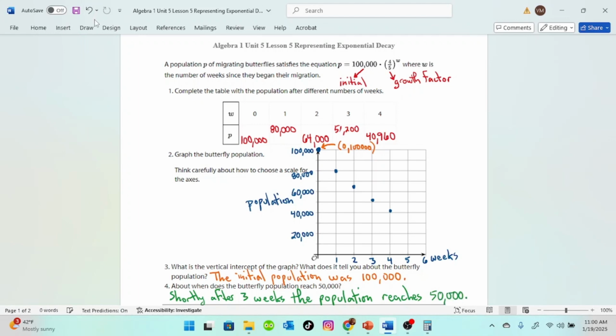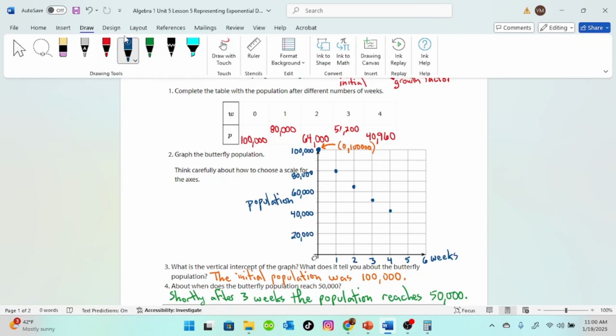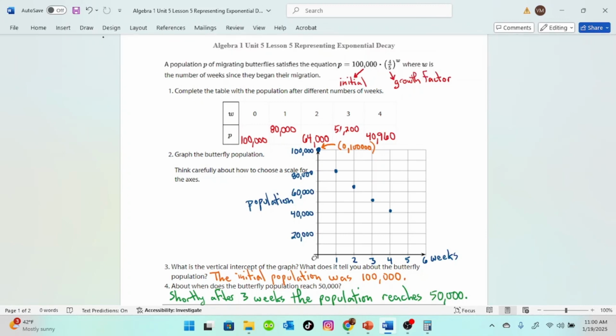50,000. And one last thing we should do, because we do have time between the weeks, and because we do have population declining throughout the weeks, we should go ahead and connect all these points with a line, because every point on this line would also make this function true.